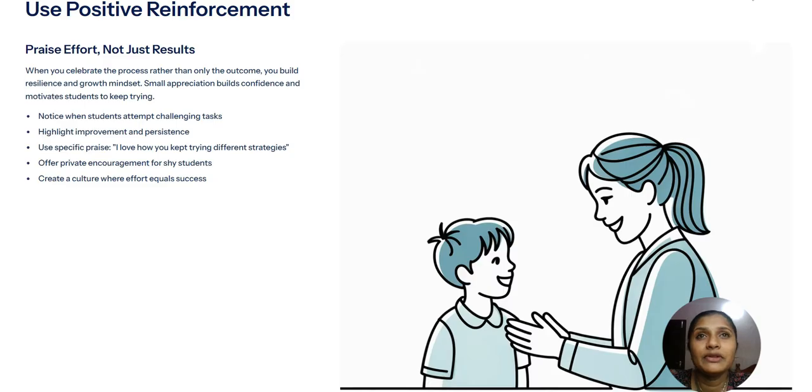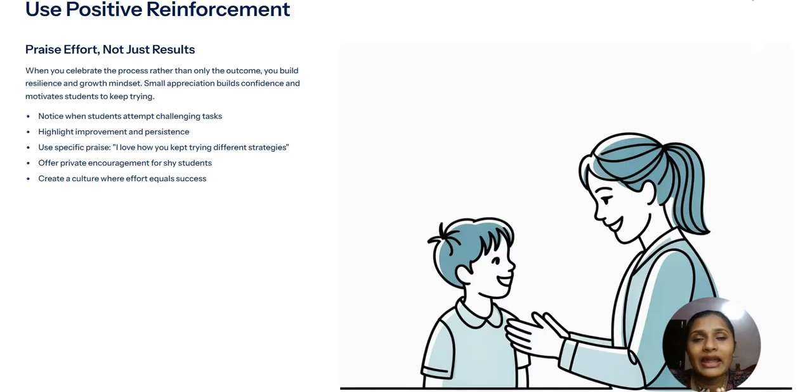If you are providing some difficult task and they are attempting to solve it, that itself is good. That itself deserves praise. Highlight improvement and persistence. Use specific phrases like, "I love how you kept trying different strategies." That is a very important thing. You have to praise the small effort taken by the child. They may feel valued, and they may feel happy for it.